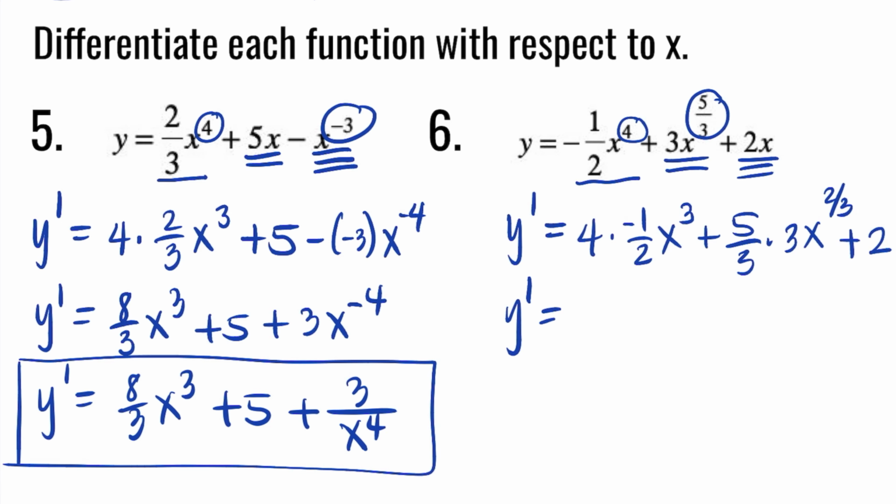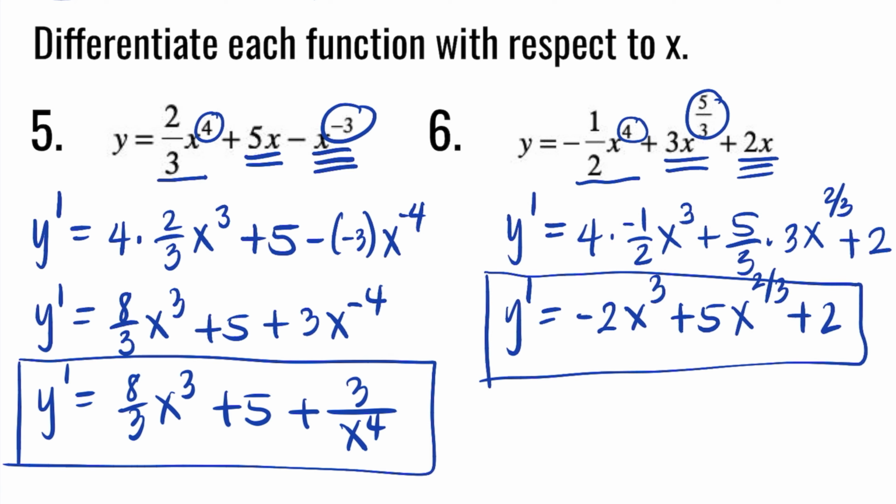Simplifying this, we will have 4 times negative 1/2 is negative 2, so we have negative 2x cubed. 5/3 times 3 is 5, so that's 5x to the power of 2/3 plus 2. So the answer for number 6 is negative 2x cubed plus 5x to the 2/3 plus 2.